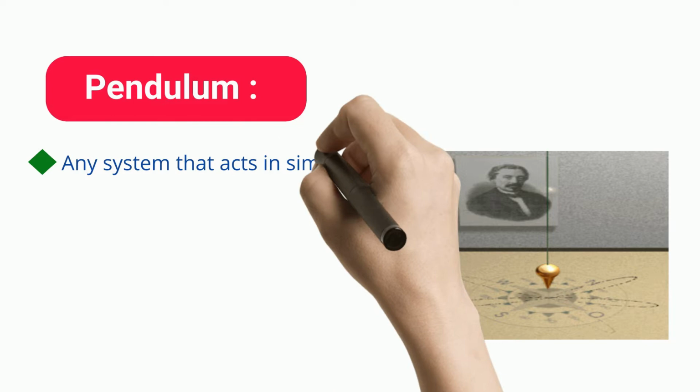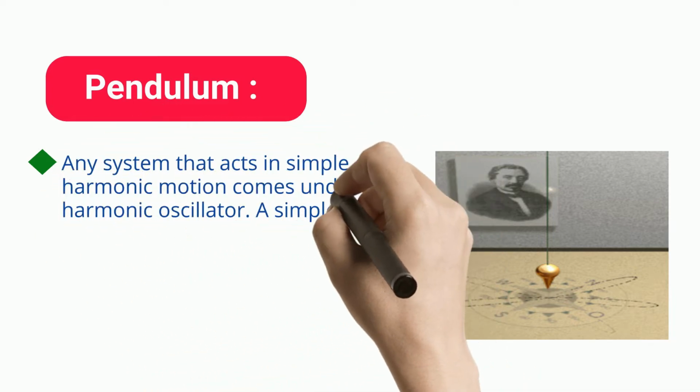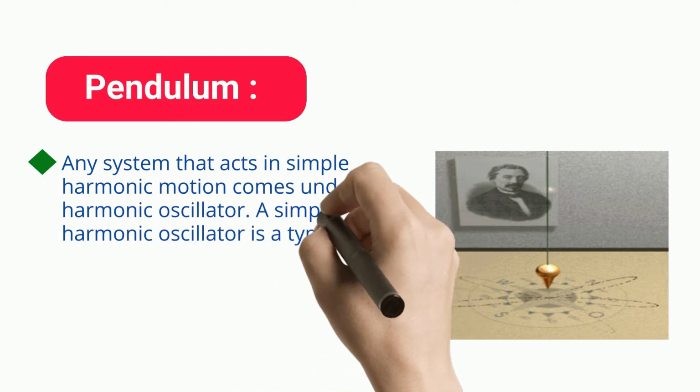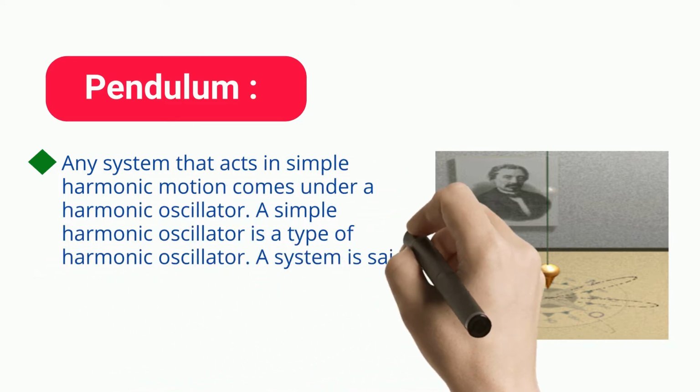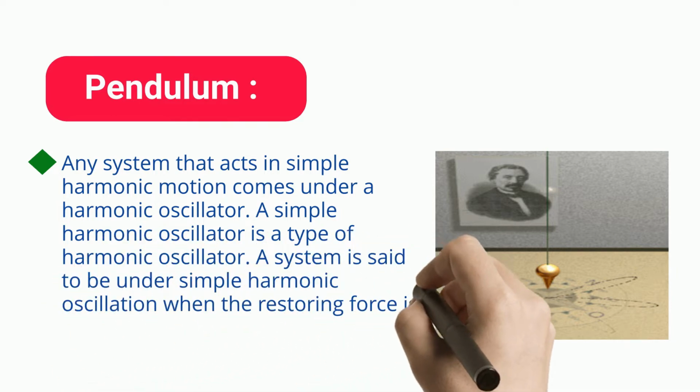Any system that acts in simple harmonic motion comes under a harmonic oscillator. A simple harmonic oscillator is a type of harmonic oscillator. A system is said to be under simple harmonic oscillation when the restoring force is proportional to the displacement.